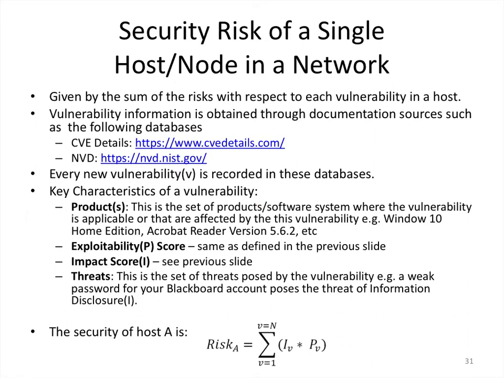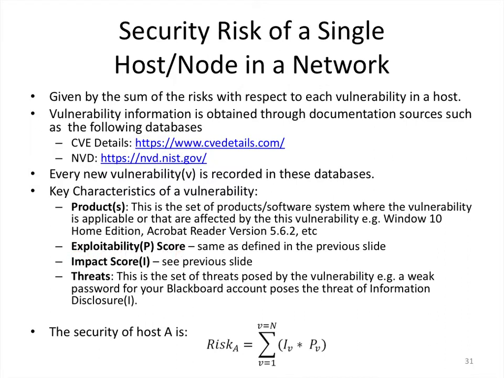The key characteristics of a vulnerability: first is the product. The product is like Windows 10, Apache web server, things like that. So this is the set of product software where the vulnerability is applicable. So here, if you access this database, you will see a list of products, okay, and for each product, the vulnerabilities that exist in that product.